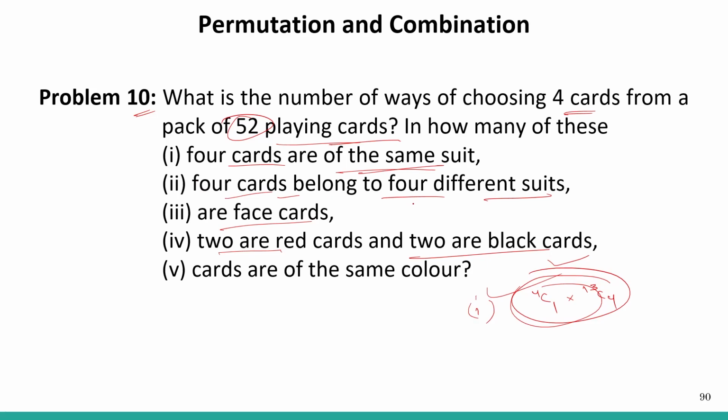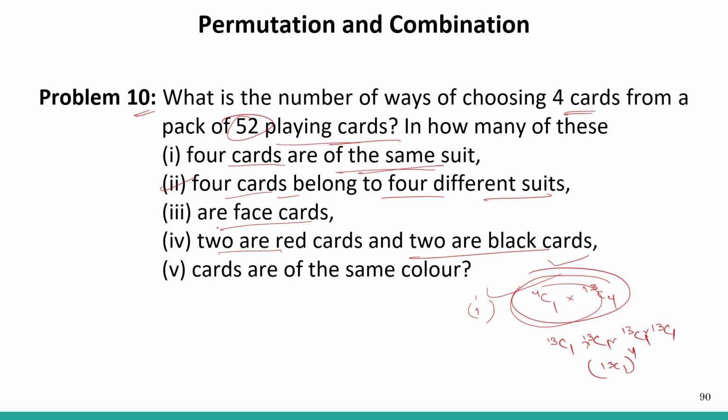4 cards belong to the 4 different suits. So what we need to consider here is, for the first card you need to choose what? 13C1 choices are there, and for the second there are 13C1, for the third 13C1, and for the fourth 13C1. Multiplying all those, it will be 13C1 to the power 4. This many possible ways are there for part 2.